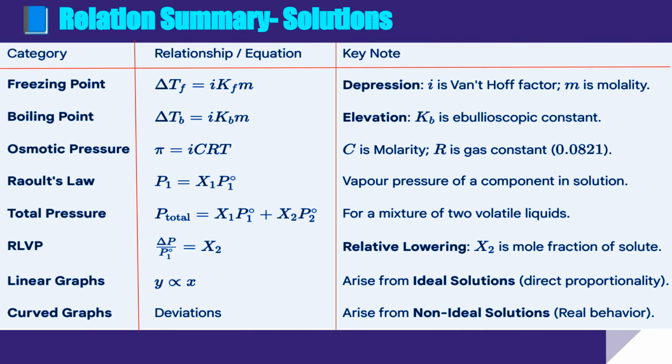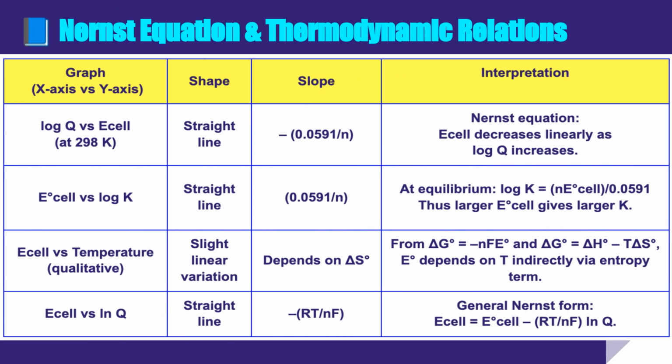This summarizes the important relations for solutions, including equations for freezing point depression, boiling point elevation, osmotic pressure, and various aspects of Raoult's law. Moving to electrochemistry, we examine the Nernst equation and thermodynamic relations. Observe how E cell changes linearly with log Q and its dependency on temperature and log K.